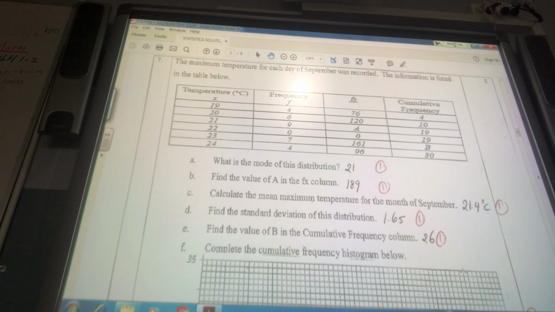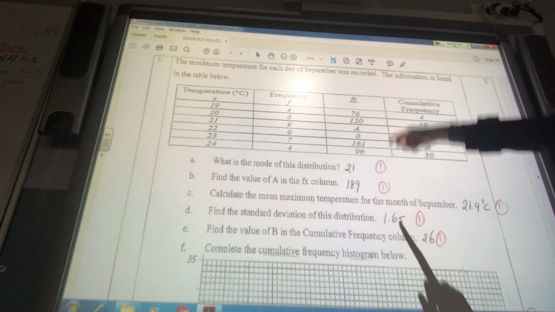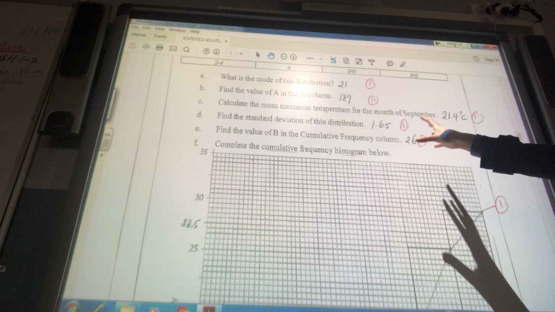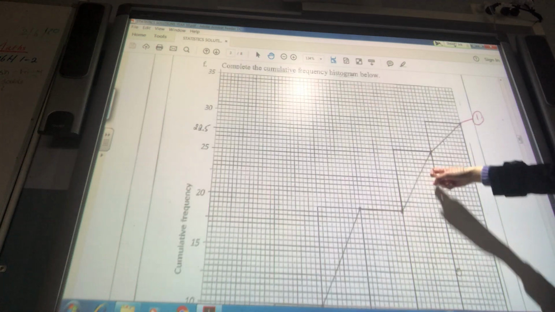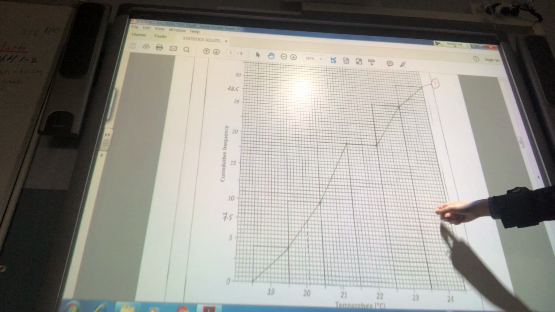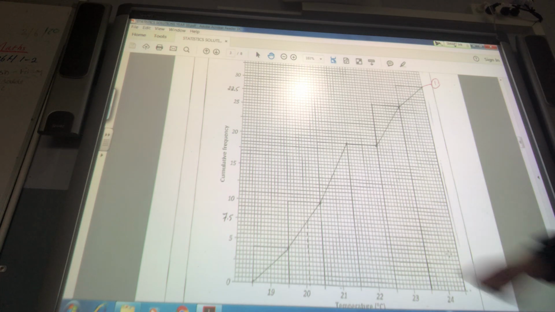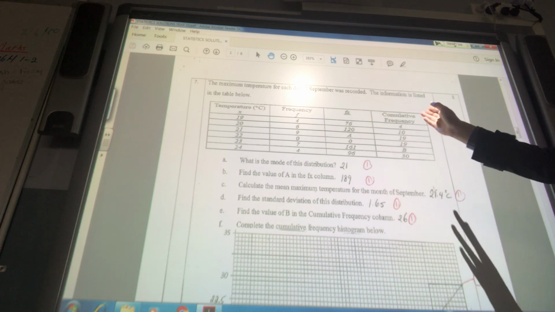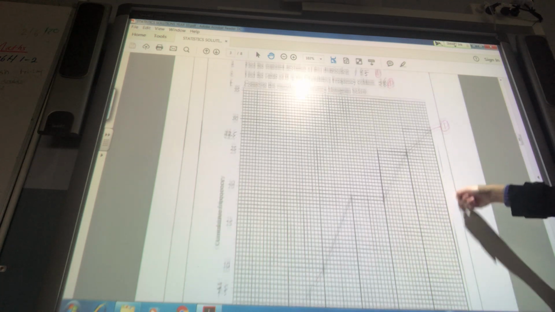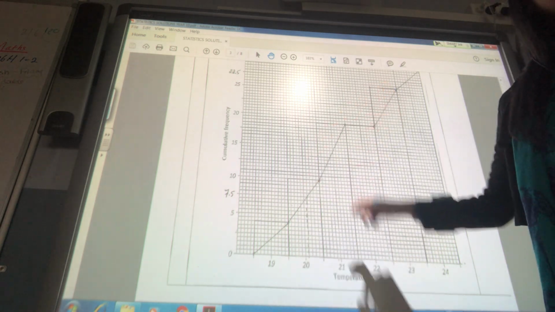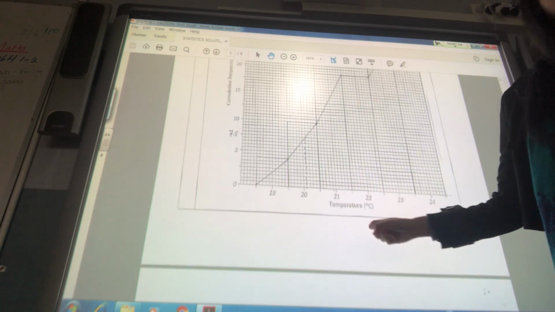Question 7. The mode of the distribution is 21. The value of A, you just have to do f times x, right? And then 21.4. I think there's not really any major problems here. The problem is with the graph itself, surprisingly. It's cumulative, so you need to use the cumulative column, and your graph will definitely go up. And where do you join the lines? You join them at the top right corners, right? So your line should look like this. Some of you didn't do this one correctly.